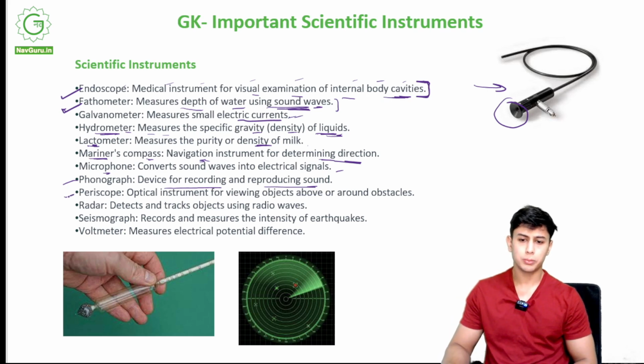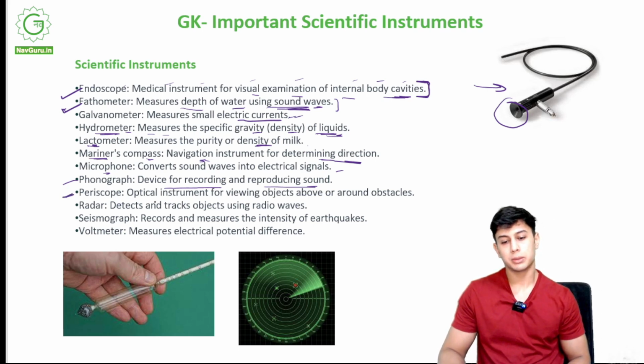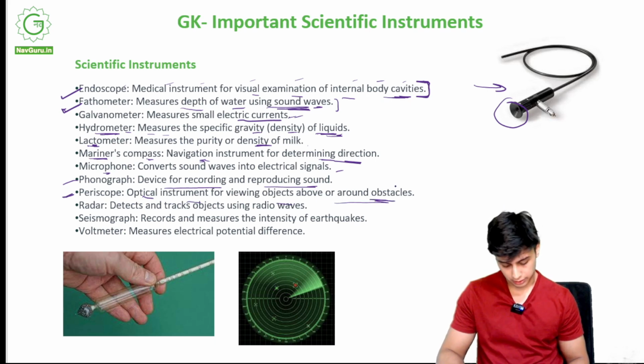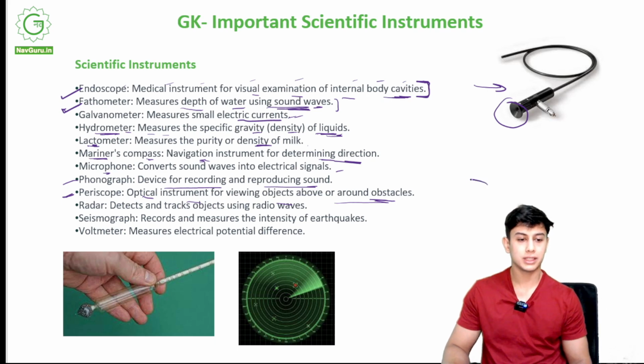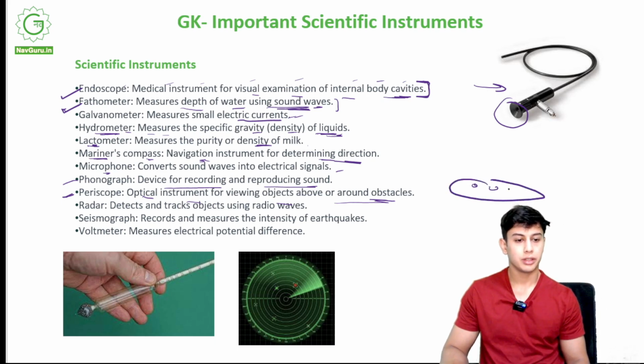What is a periscope? Periscope, we studied about that in light. Optical instrument for viewing objects above or around obstacles. So what happens is if there is a submarine, right? What is this? A person inside can view outside. This is a periscope.